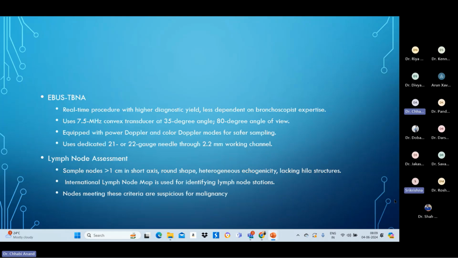Then lymph node assessment. Sample nodes if more than 1 centimeter in short axis, round shape, heterogeneous echogenicity, and lacking hilar structures. Then the international lymph node map is used for identifying lymph node stations. And if these criteria are met, then there's high suspicion for malignancy.